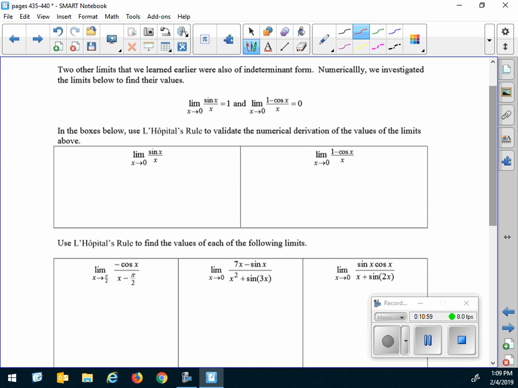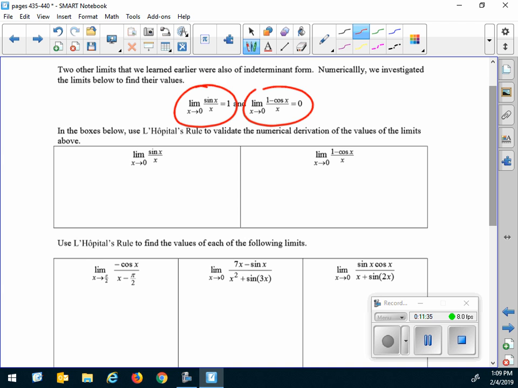Two other limits that we learned earlier are also of indeterminate form. These are on your stuff you must know cold sheet. What we did to determine those before was we did them graphically. If you remember, we graphed them on our calculator, blew it up, and looked as x approached 0, and we saw that those limits were 1 and 0. Now we're going to use L'Hopital's rule and see another way that they're equal to 1 and 0.